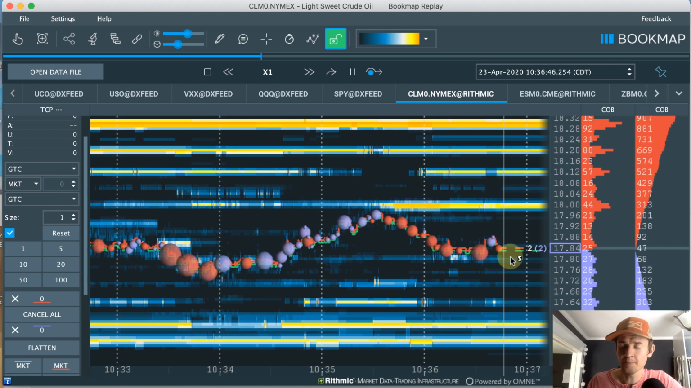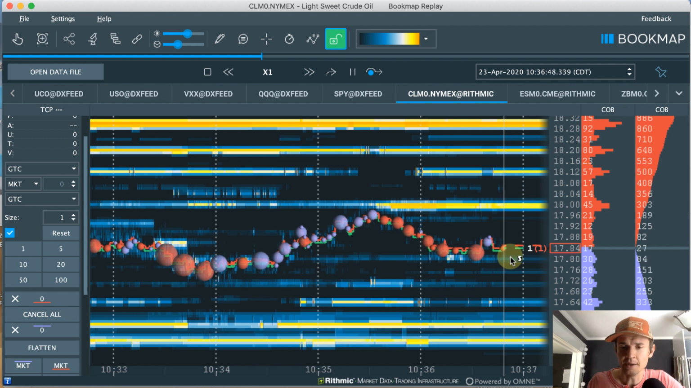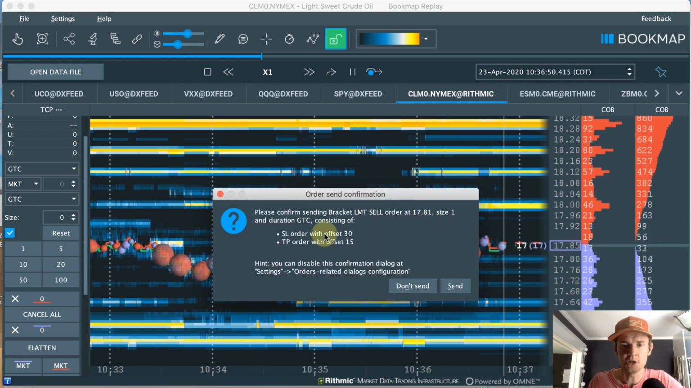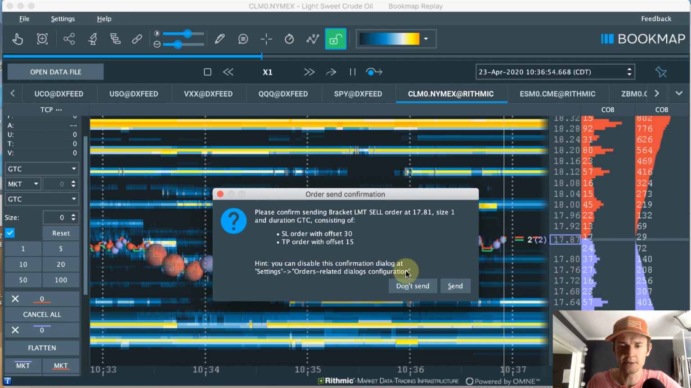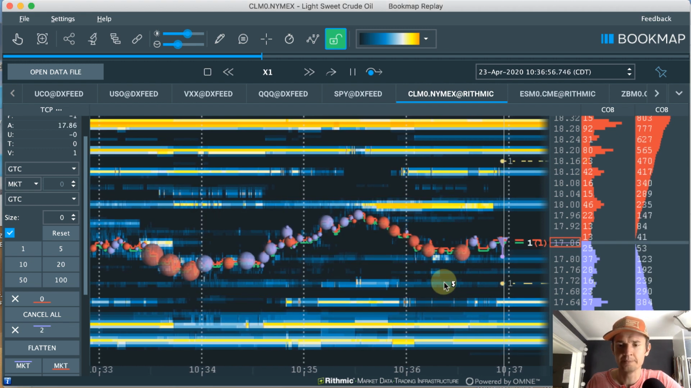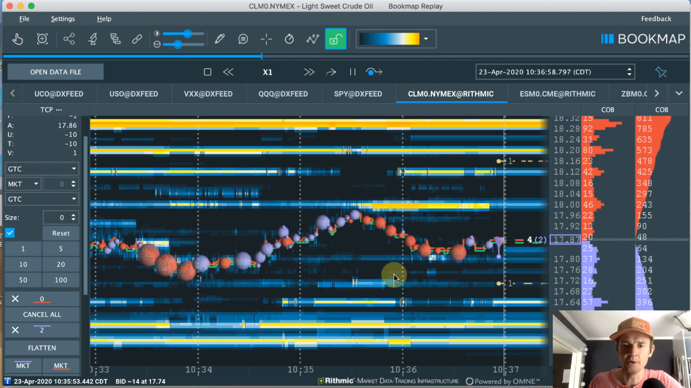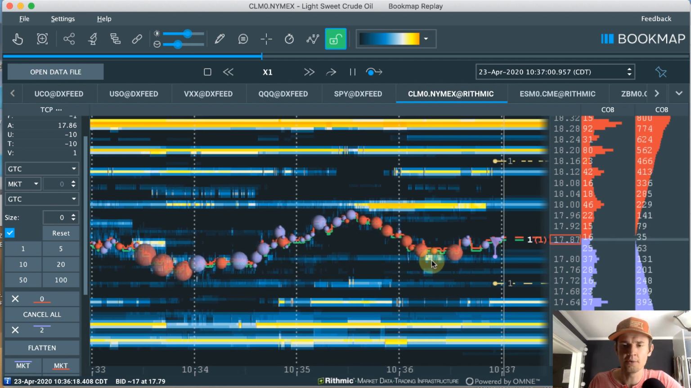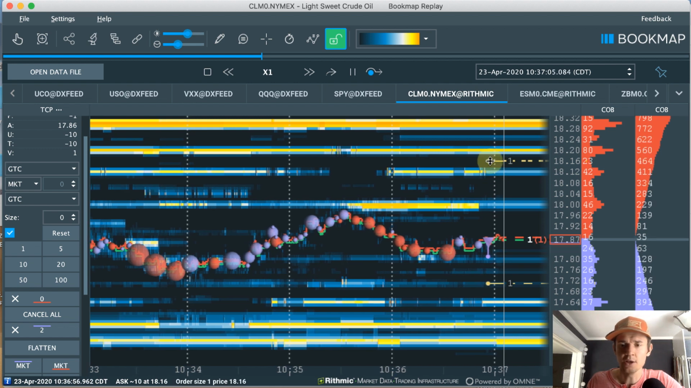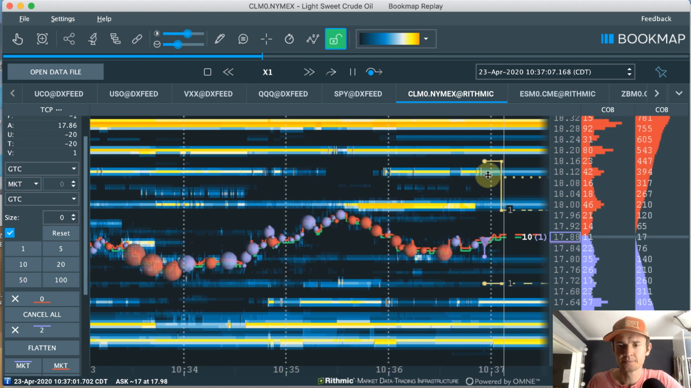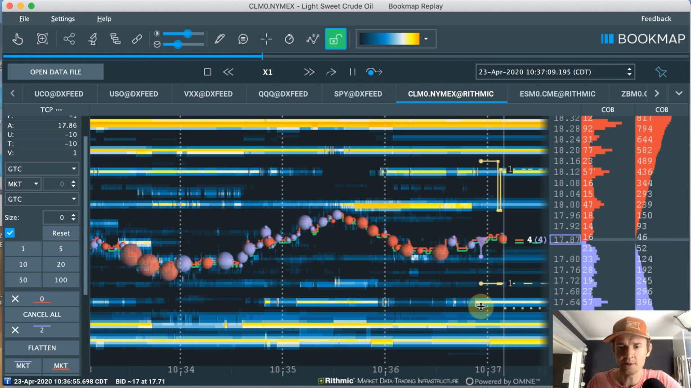But if you click over here, the right mouse button, boom, you can change this to not come up to where it's just automatic, but this is your protection. And so you say yes, confirm. And there you go. We've made a limit sell order. We've got our target of 15. We've got our stop loss way up here of 30. You can drag those around to change your targets and your stop losses.